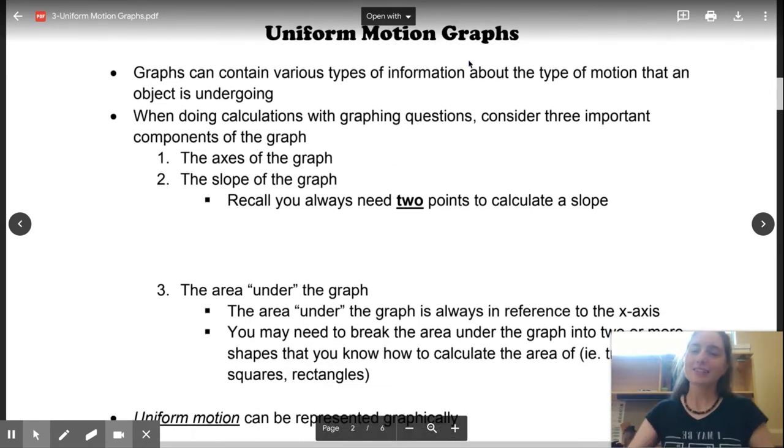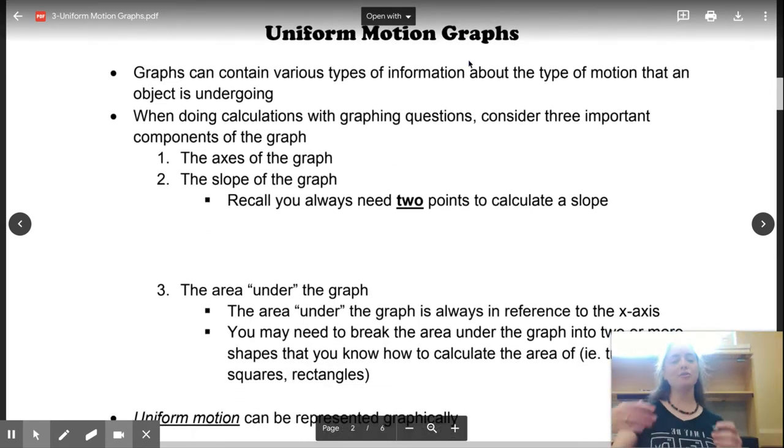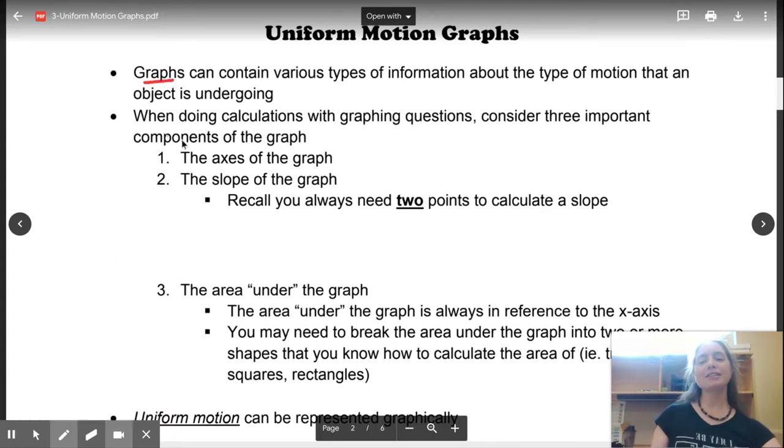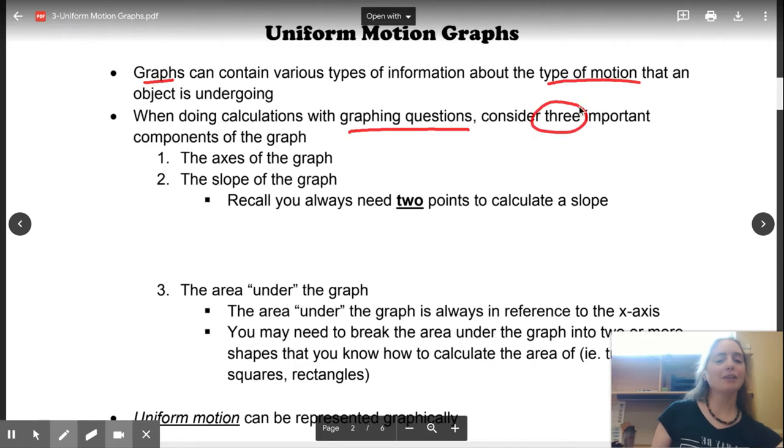All right. So ladies and gentlemen, when we're going to be looking at uniform motion graphs, remember we're still going to be dealing with our equation v equals d over t. But now we're going to be looking at this data on graphs. Graphs can contain all sorts of information about the kind of motion that an object is going to be undergoing. So when you're doing calculations with graphing questions, you need to consider the following three things about that graph.